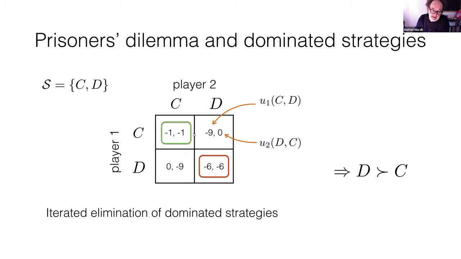And this is because strategy C is dominated by strategy D, because whatever the opponent does, strategy D always gives a higher payoff. So one idea of finding out how players play games is to look at dominated strategies and to eliminate these dominated strategies. And then the prediction would be that what remains is what players will play. And you can do this process iteratively and look for some strategy which is dominated by some other strategy and eliminate them iteratively. And in this way, you can think of solving the game.